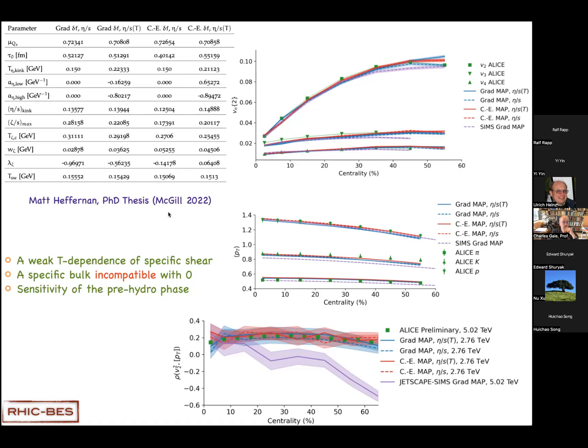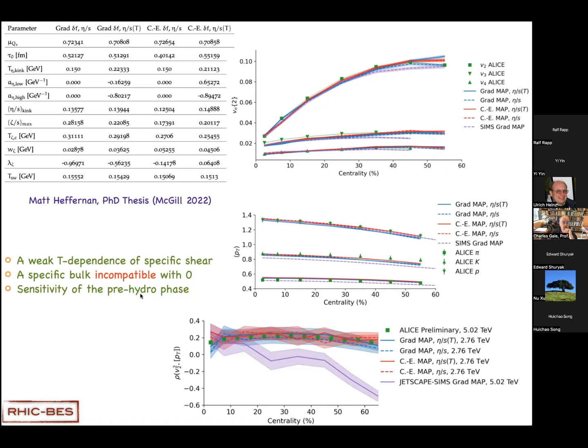So this is what Matt did, and the story here is that he found a weak temperature dependence of the specific shear viscosity and the bulk viscosity, which was incompatible with zero. So statistically, the bulk viscosity is not zero because of Matt's analysis.